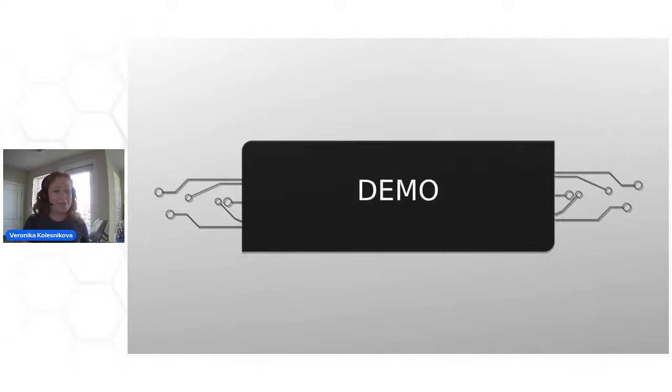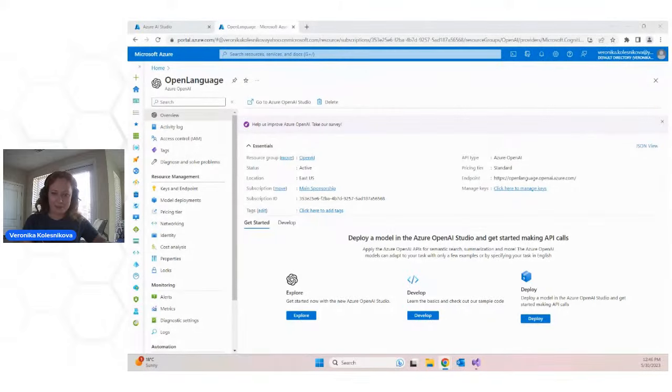And now I want to move to the demo and show you really quickly what you can do. Okay, so I'll start with the Azure portal, where you actually need to create your Azure OpenAI resource here, and then you'll have access to the endpoint, and then you'll get the keys that you can use to actually access Azure OpenAI.